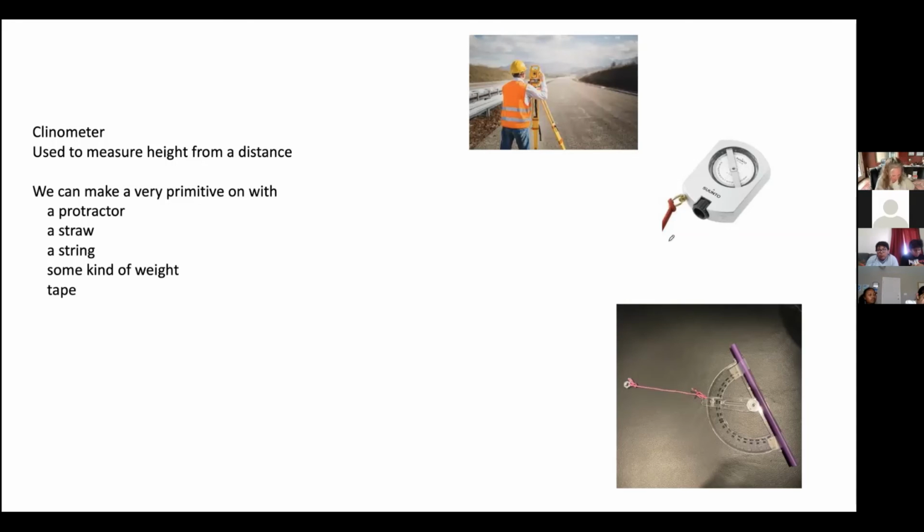You should have a straw. This is what you're going to look through. That's your little telescope. Should have a piece of string that has a weight on it. And that's really all you need. There's a little piece of tape on that. If you want to try, we can put these together quickly.